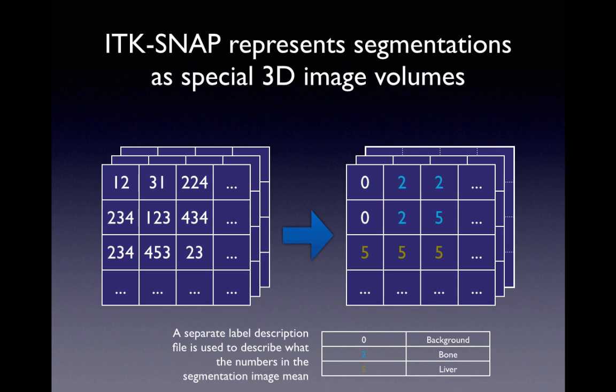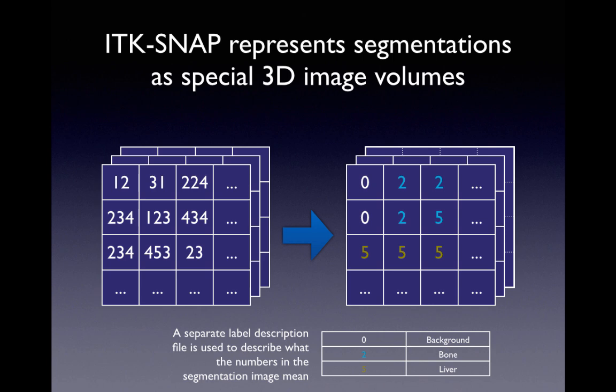When you start working, there is no segmentation. The segmentation is empty, so this image is just full of zeros. Then if you go and start tracing out the liver, let's say, you're basically changing the label of some of those zeros into 5s. Then you go and label the kidney, and you're changing some of those zeros and 5s into 1s, and so on.